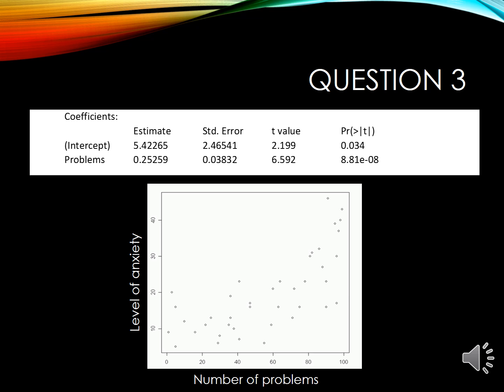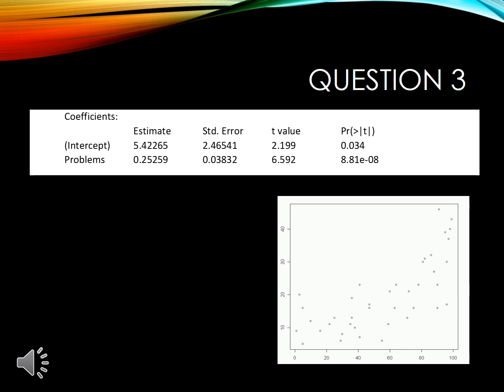For parts B through E, you must use the R output. Part B asks whether anxiety levels is significantly affected by the number of problems a person has. So what this is really asking is, does the regression line have a significant slope? The estimate for slope is 0.25259, and it is significant because we have a p-value of less than 0.05. So yes, anxiety levels are significantly affected by the number of problems.